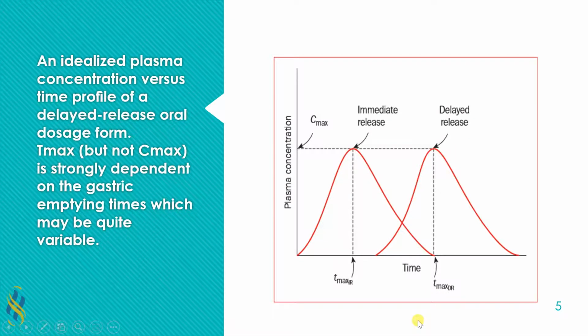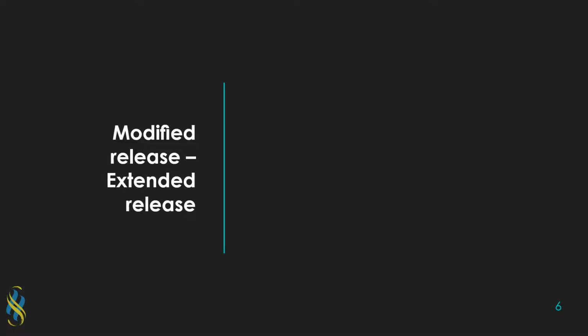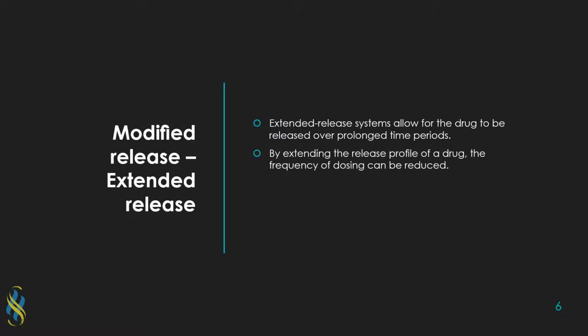So let's move further and discuss the second type of modified release dosage form, that is extended release dosage forms. Extended release systems allow the drug to be released over prolonged time periods. By extending the release profile of the drug, the frequency of dosing can be reduced.